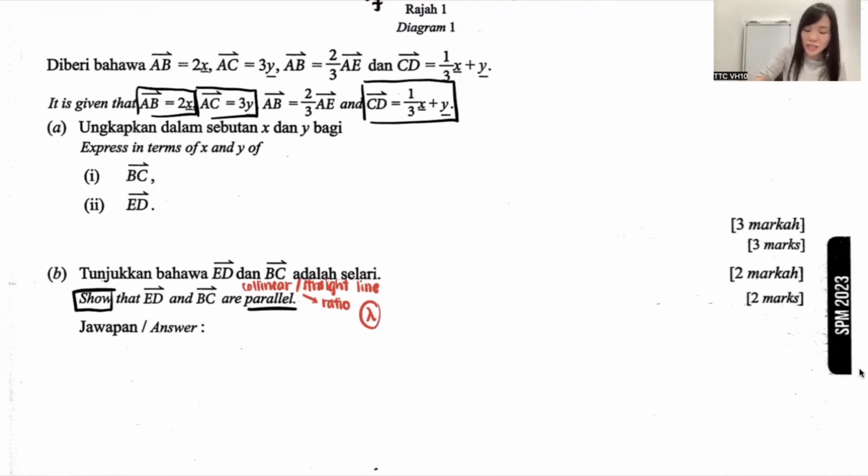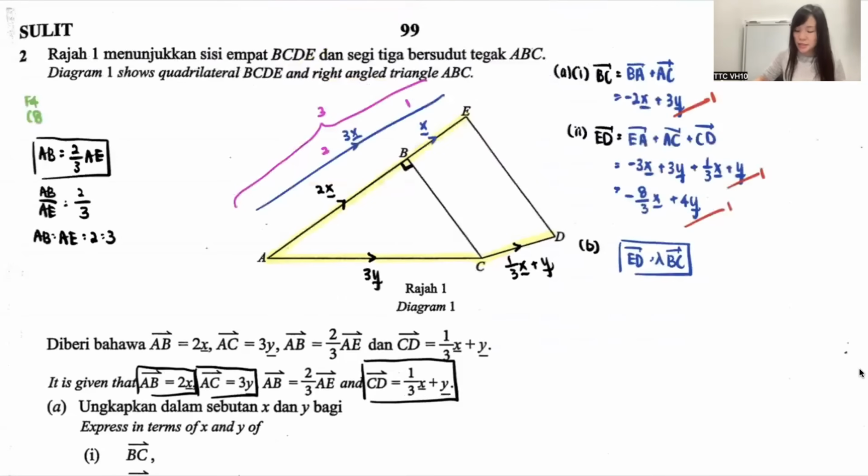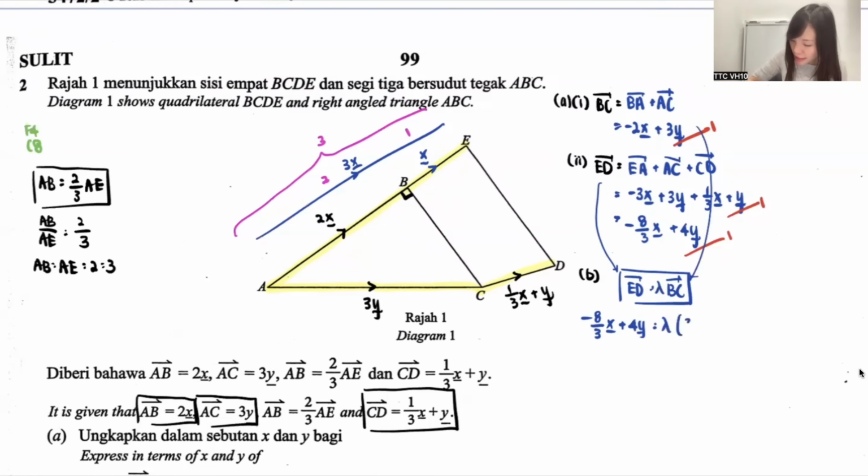Now they say ED and BC are parallel. So in between ED and BC, I will put a lambda. Is it ED and BC? Yes, ED and BC. So you put a lambda in between. To prove that they are parallel, the lambda must be the same. Let me show you. First, the ED. The ED answer you already have: negative 8 over 3 x plus 4y equals lambda BC. BC you also already have, right? Isn't it negative 2x plus 3y?